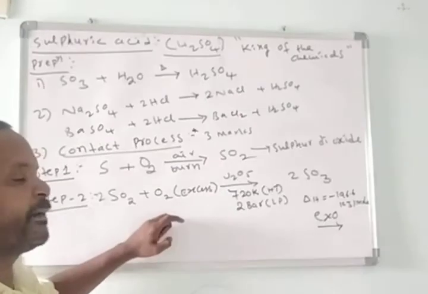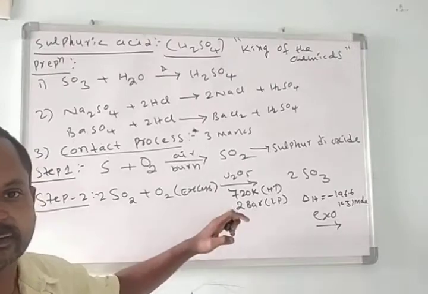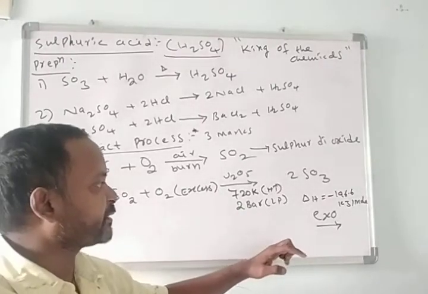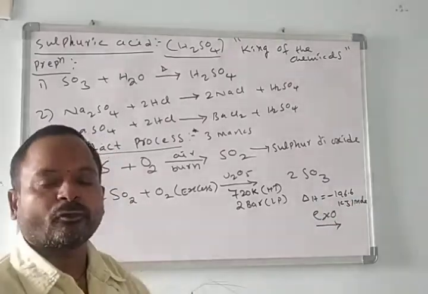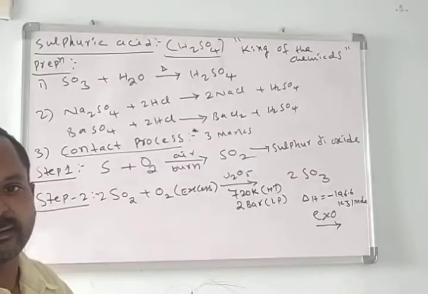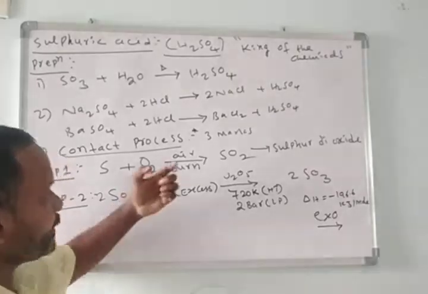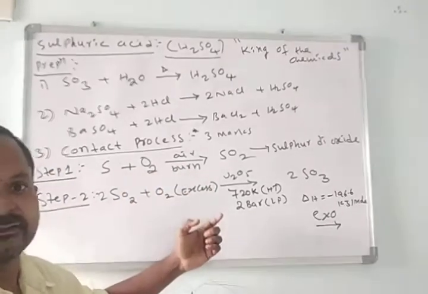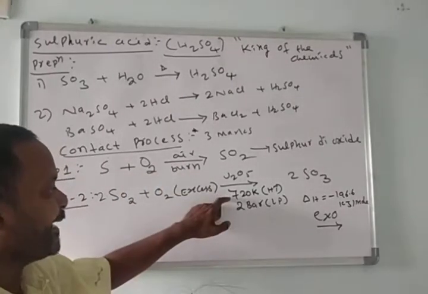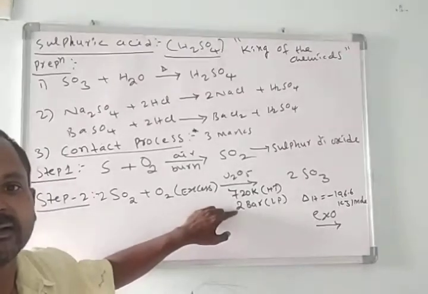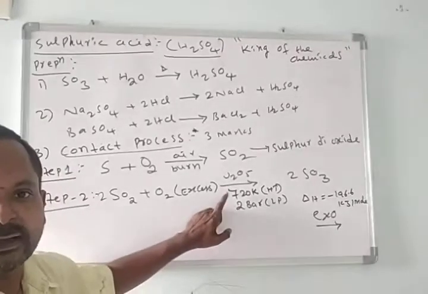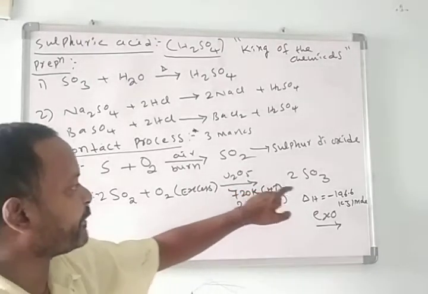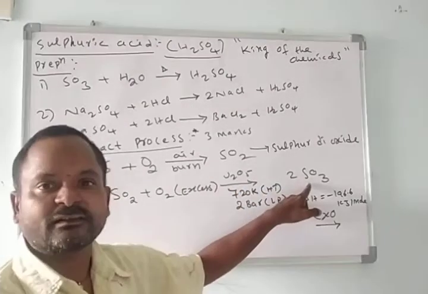It is a reversible, exothermic reaction. This much, minus 196.6 kilojoules per mole, energy is released. Here, for an exothermic reaction, the conditions are high temperature and low pressure. High temperature and low pressure are the best conditions for the formation of more and more sulfur trioxide.